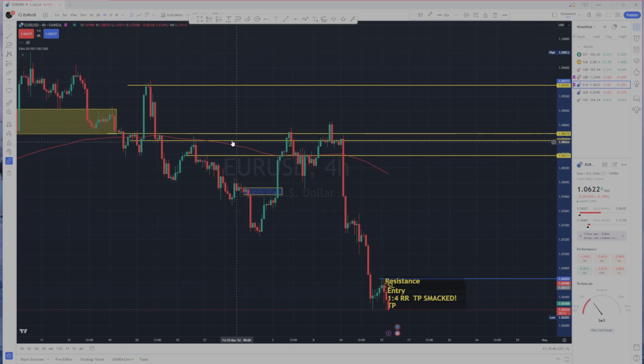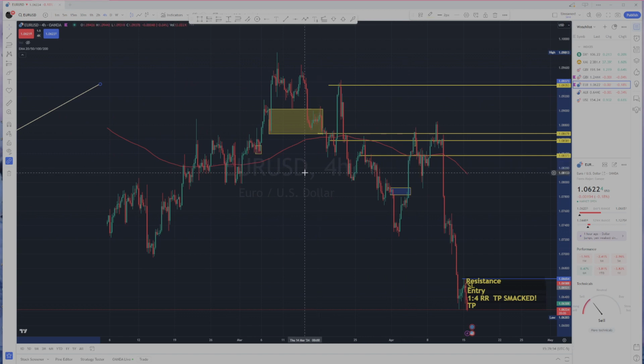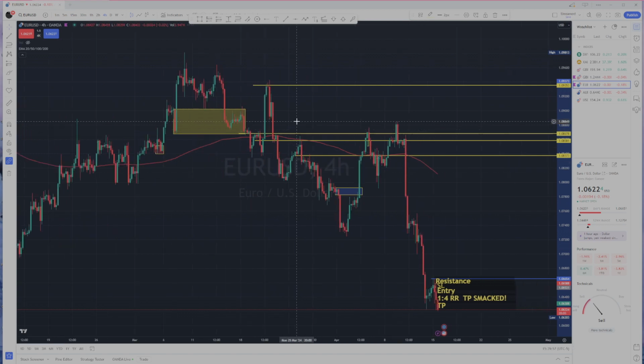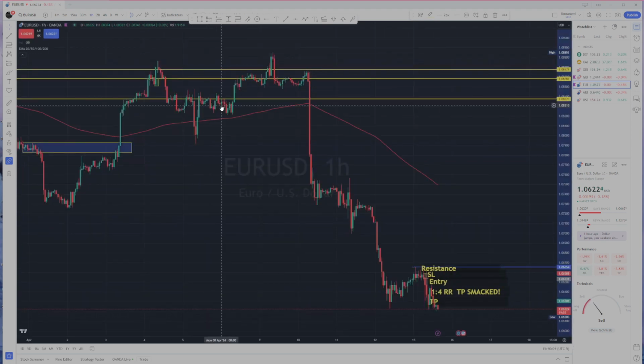Let's see here, we had some areas of support and resistance that I drew up, and I was using the 1 hour quite a bit today. Let's see if we can drop down to the 1 hour so I can give you all a linear view, even though we entered on the 15-minute.